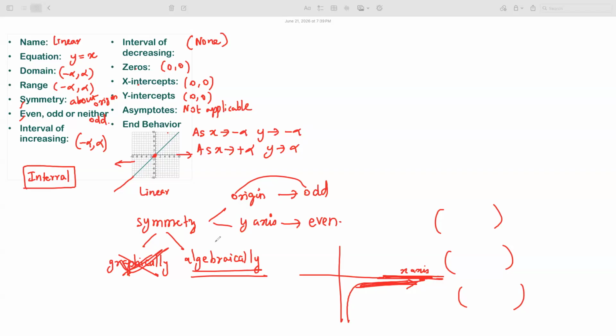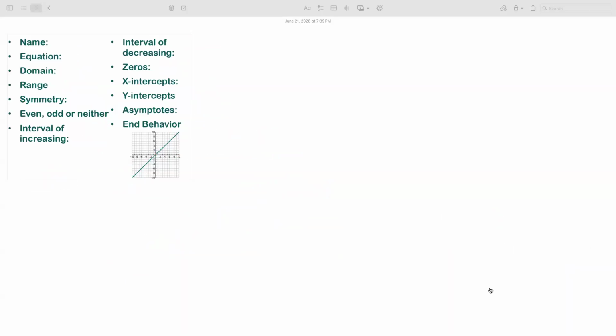Again, a re-emphasis on the symmetry. How do you find out symmetry? See the graph. If it is symmetric about the origin, it's an odd function. If it is symmetric about the y-axis, it's an even function. Okay. Now let's go to function number 2. I'll do at least 3 or 4 functions today.